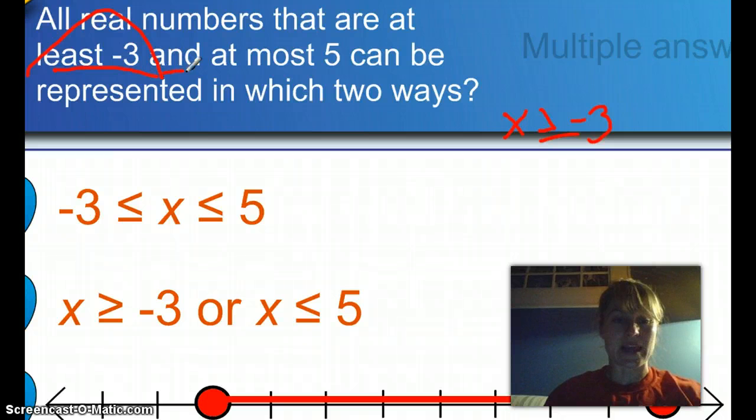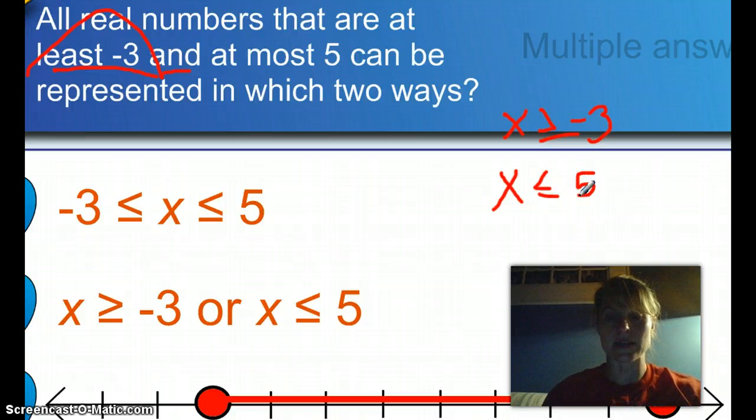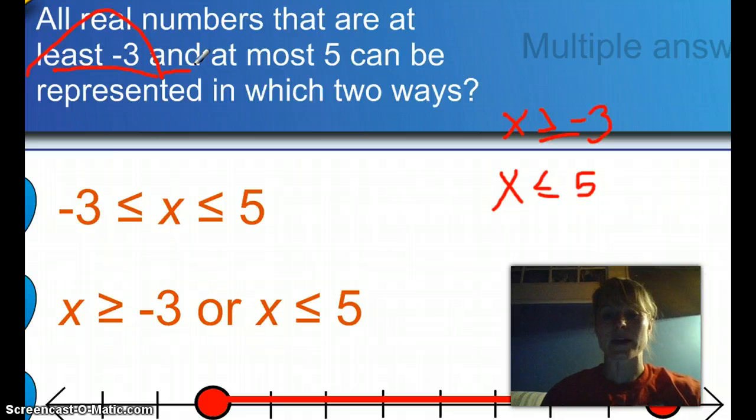Then we have the word and, if you remember, and makes them compact form or together. At most 5. So x can be at most 5. So that's going to be less than or equal to 5, right? Because at most 5 means 5 is the highest. So it has to be 5 or below. Okay? And the word and here tells you it can't be an or problem, one or the other one. And tells you that it is a compound problem and it can be written in compact form.